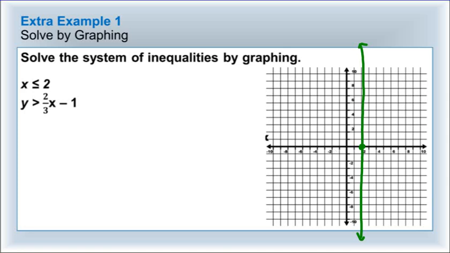Next one, y is greater than 2/3 x minus 1. So I put a point at -1 and I go up 2 to the right 3. This one doesn't equal it, so I have a dashed line. And this one has to be above the blue, so above the blue to the left of the green. And the only one that has that would be this part here. So above blue, left of green, any point in the yellow shaded area would be a solution.